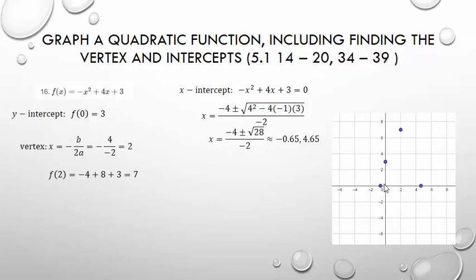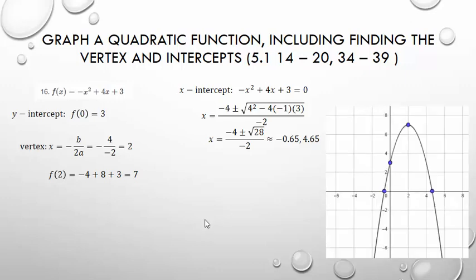I have x-intercepts at about negative 0.65 and 4.65, and we have our vertex at 2, 7. And then I would just take my pencil and draw it in. I went ahead and did it with the computer there, but fill it in through those points.